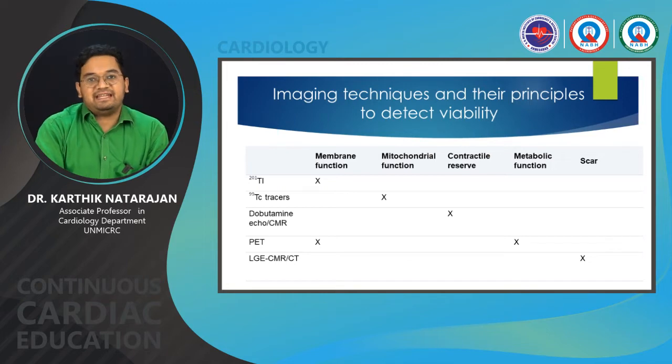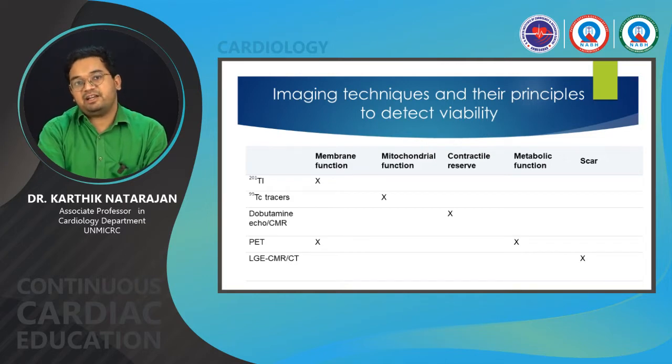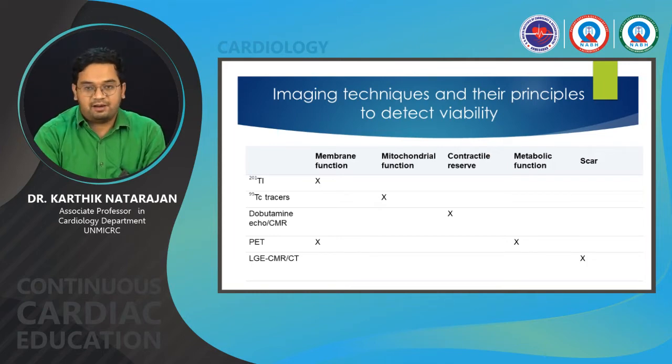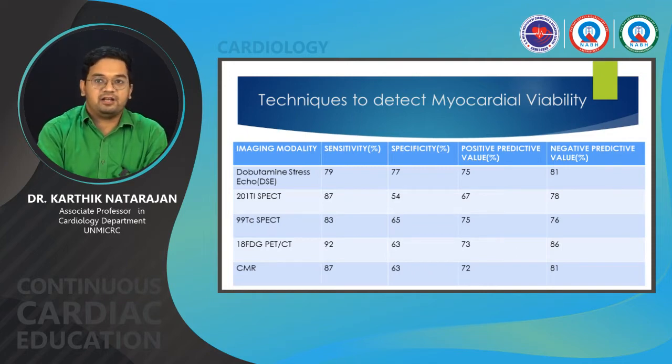So, the imaging techniques and their principles to detect viability. The various techniques will detect any of the following functions and stamp the myocardium as being viable or not. For example, thallium, as we studied, detects the membrane function. Technetium-99m studies the mitochondrial function. Dobutamine echo studies the contractile reserve. The PET scan, if combined perfusion as well as metabolic scan, is able to identify the membrane function and metabolic function. And LGE CMR and CT are able to identify scar. These are the various techniques which are used to detect myocardial viability, and the sensitivity, specificity, positive predictive value and negative predictive value are provided.